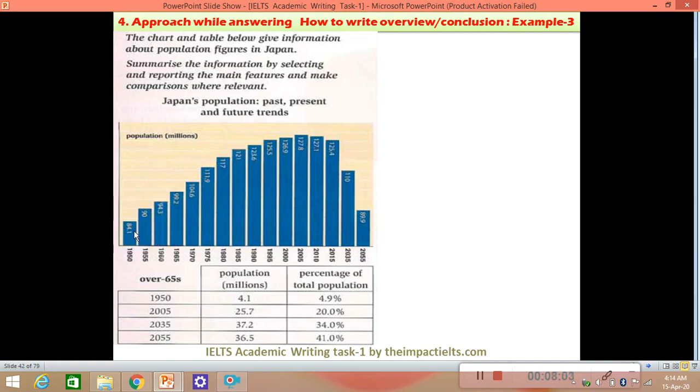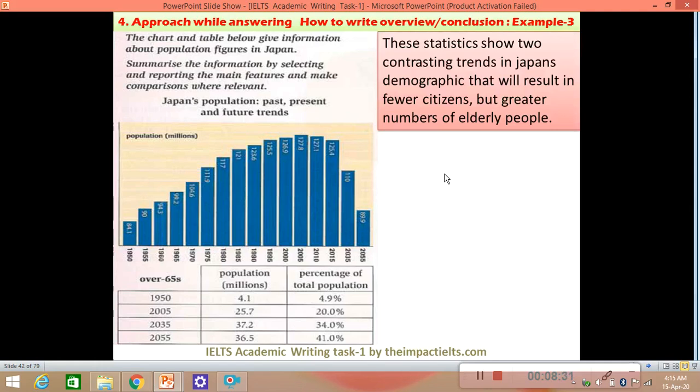You can see that there is something which has been growing until 2005, and then it starts coming down. In comparison, the old people population, which is in percentage, is going up. So perhaps they'll compare the two to write something. These statistics show, again, this is the third kind of language that we can use in an overview: these statistics show two contrasting trends in Japan's demographic.